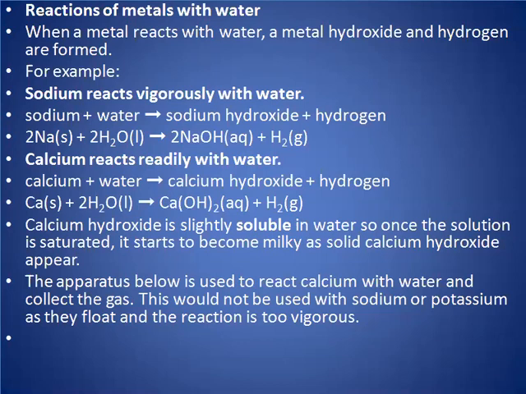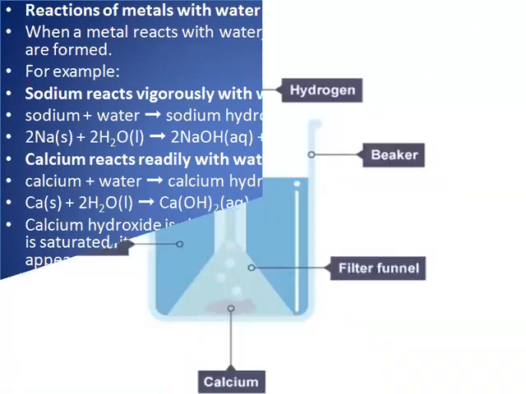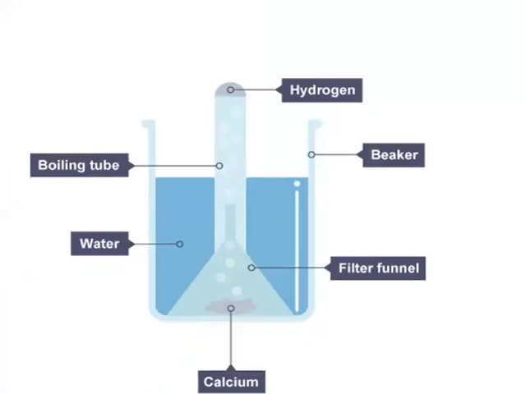We can see this particular reaction as an activity where the apparatus below is used to show the reaction between calcium and water and the collection of gas. The same experiment would not be used with sodium, potassium or lithium as they float and the reaction is too vigorous. So the activity shows a beaker where calcium is placed at the bottom. Over this is an inverted filter funnel. The top of the funnel is closed by a boiling tube or test tube. When we fill the beaker with water, we do observe bubbles coming out.